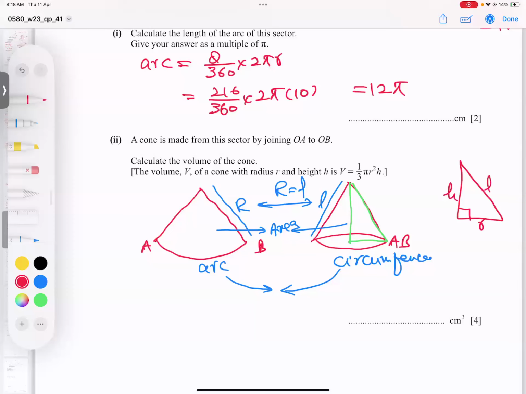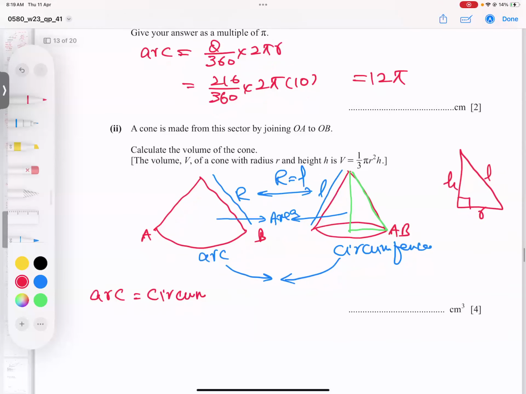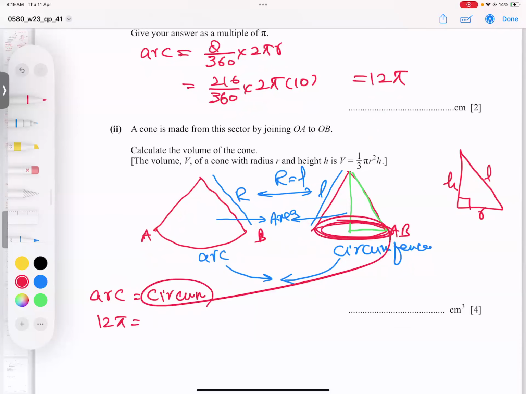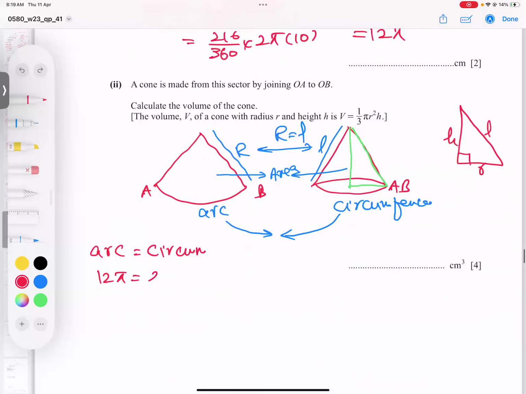So I need the radius. And how to find the radius? Because you know that this arc length and this circumference are equal to each other. Why not put them equal to each other? So arc length is equal to circumference of the base circle. The arc length I got is 12 pi, taken from there. And the circle circumference formula is 2 pi r. So 12 pi equals 2 pi r. The 2 and pi go down and it becomes 6. So I got 6.